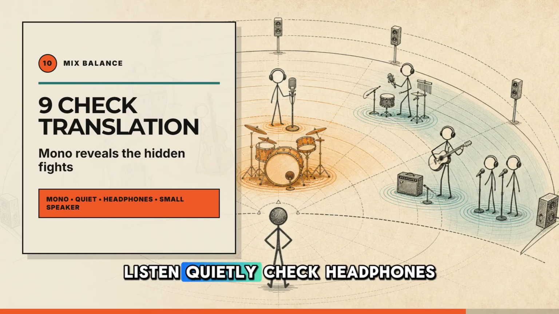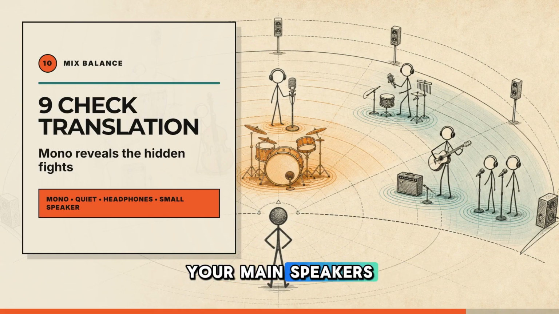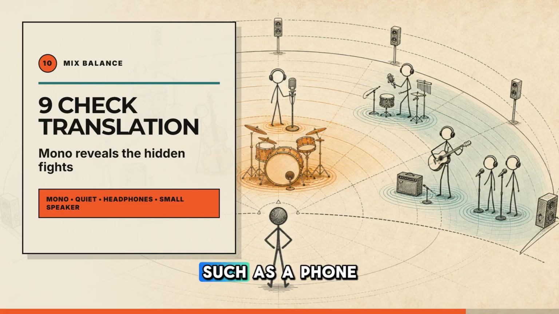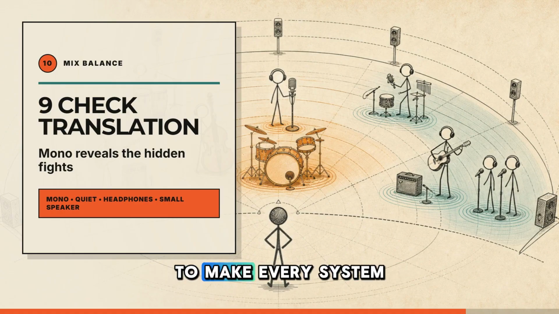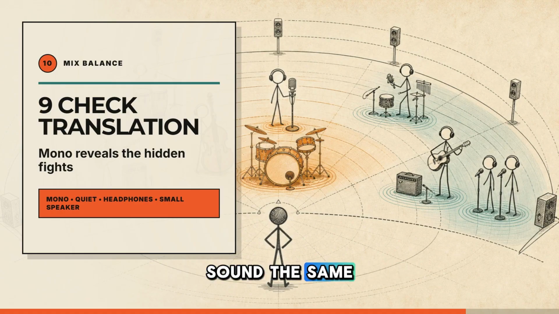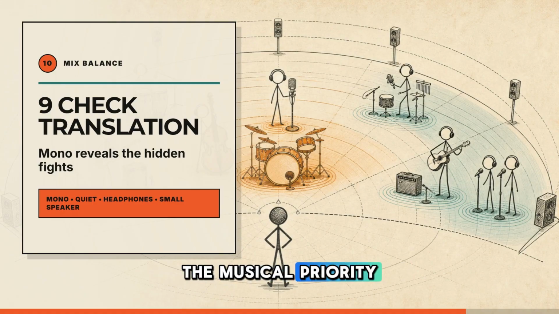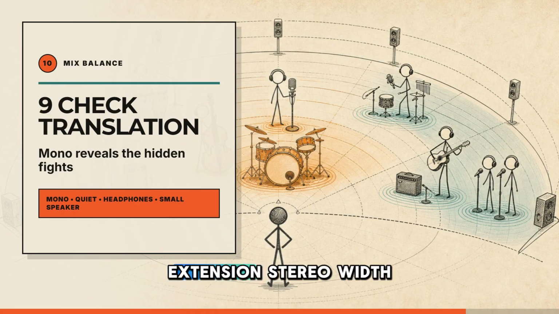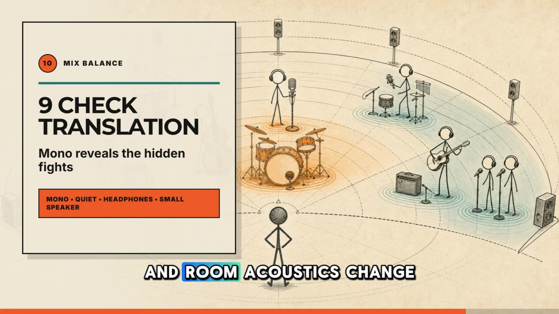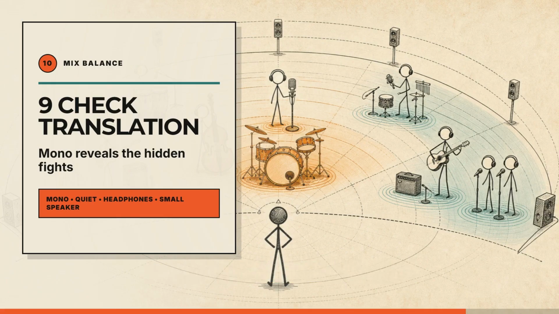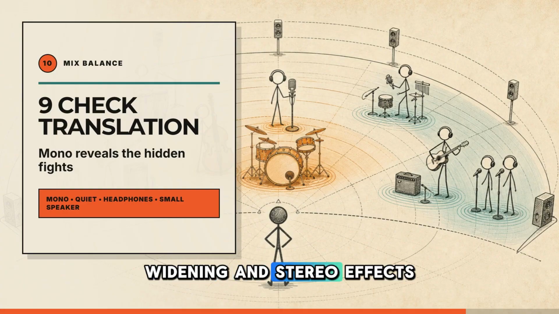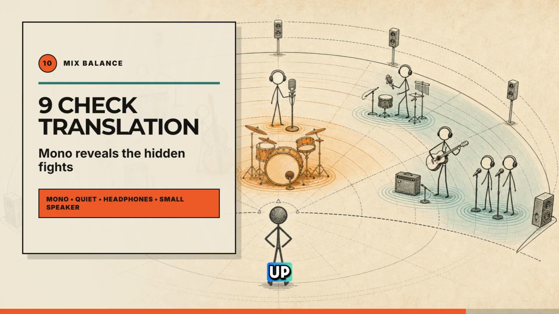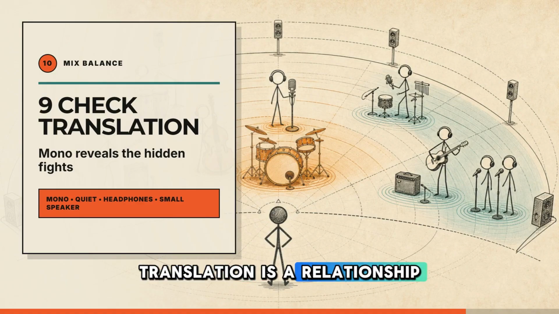Listen quietly. Check headphones, your main speakers, and one limited device such as a phone or small Bluetooth speaker. You are not trying to make every system sound the same. You are checking whether the musical priority translates when bass extension, stereo width, and room acoustics change. If one sound vanishes in mono, investigate polarity, timing, widening, and stereo effects before simply turning it up. Translation is a relationship test.